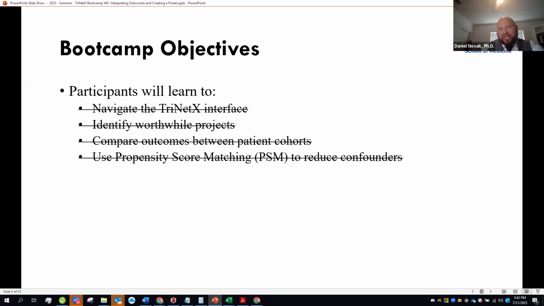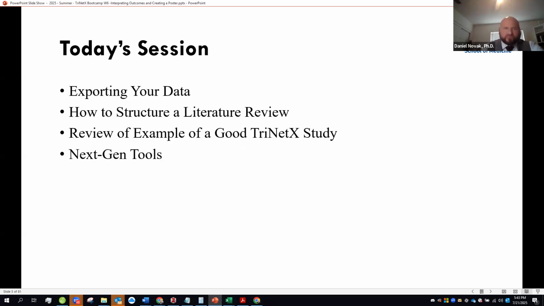You already learned all the stuff that I got to teach you about the TriNetX interface. All the details, all the tacit knowledge I have has been baked in here. So you should know how to navigate the interface, identify worthwhile projects, compare outcomes between cohorts, and use propensity score matching to reduce confounders. I think those are really core components.